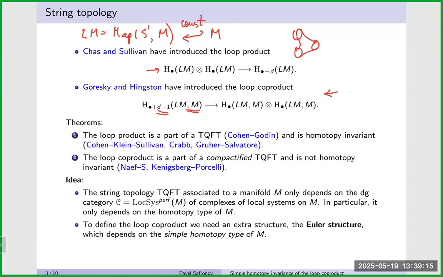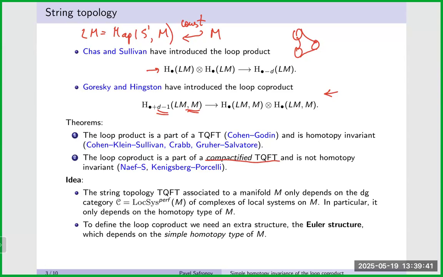Okay, and one of the reasons is that it sees a little bit more. To define this loop coproduct, you don't just need the TQFT, you need what I call compactified TQFT, and I'll say a few words about that later. So that's the main result that I'll be talking about.